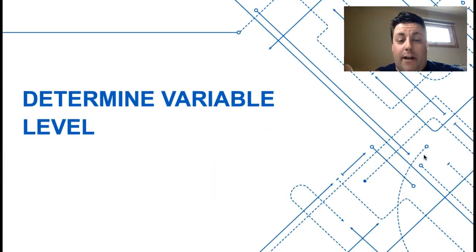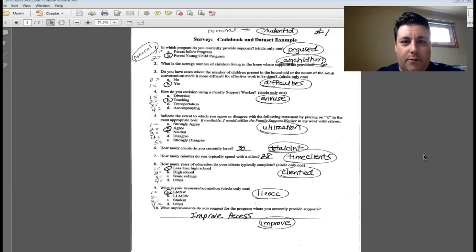So next thing we've got to do is determine the variable level. When we determine the variable level, we have to determine, is it a nominal or categorical variable? Is it an ordinal variable? Or is it an interval or ratio variable? There was that fourth category, a string variable. That's what we're going to talk about here in a second as well. So again, back to that same survey number 1.